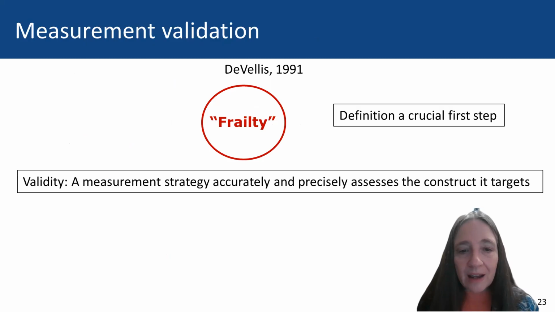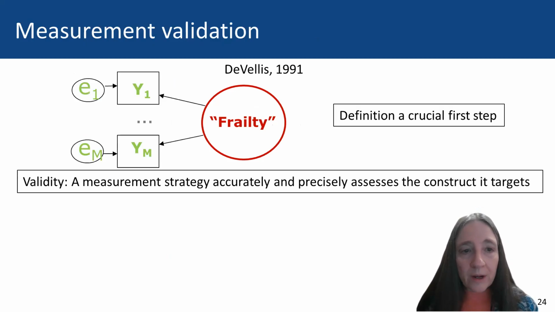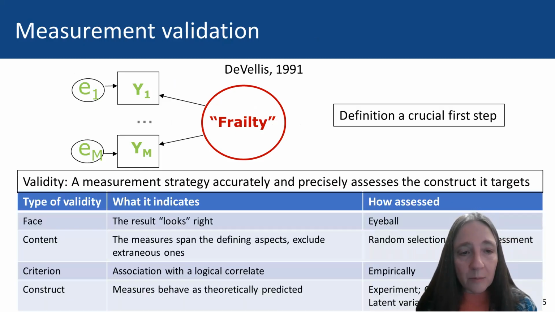Okay, so that's our definition. Once we have a definition, then we obtain measures that we think may do a good job of indirectly assessing the construct. And finally, to validate them, we assess various characteristics. And so on the left, you see 4 classical types of validity listed and what each indicates.